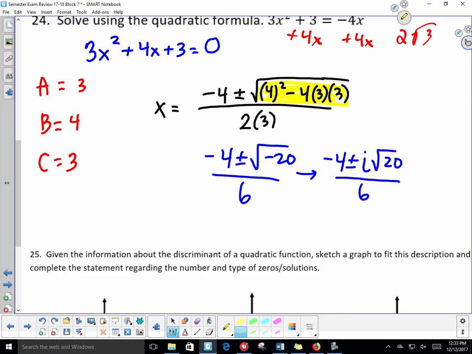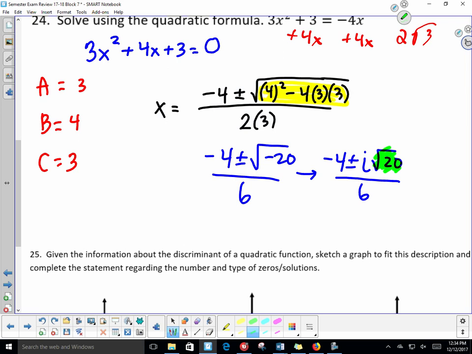Wait a minute, where'd you get the negative 4 from? The opposite of B. Oh, it's opposite of B on the outside? Yep. Okay. Hallie, back to you. How are we going to reduce square root of 20? Find me a perfect square that goes into 20, because 20 itself is not a perfect square.